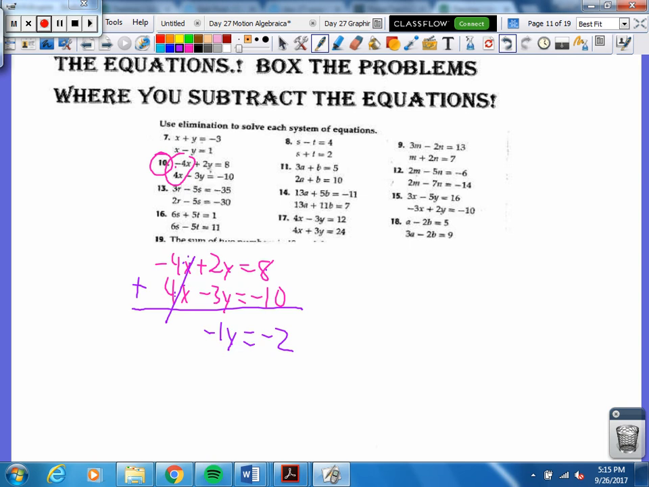Eliminate the x, so I have one variable. So easy now. So my answer is y equals 2. Got it. Not quite done yet. So I have y. I also need the x.